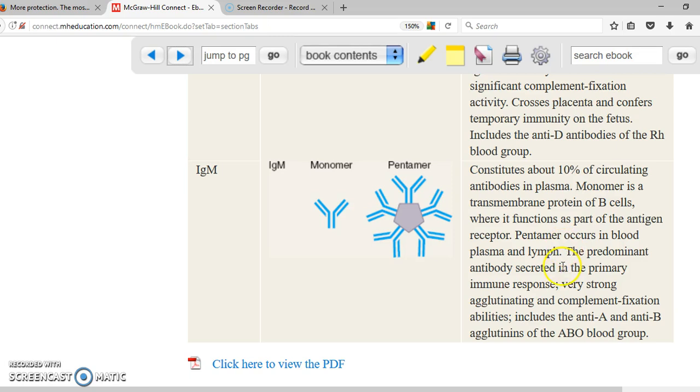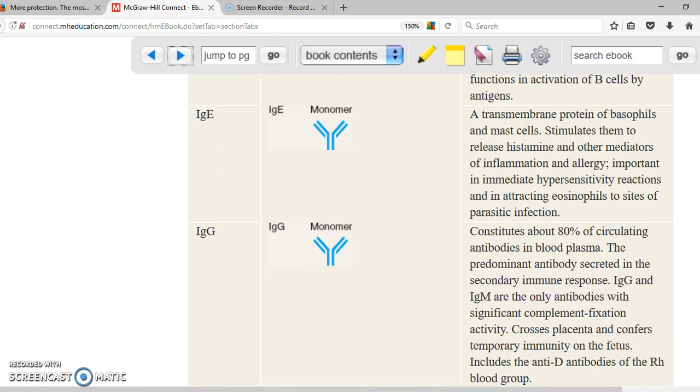As you can see here, the immune response is very strong in agglutination and complement fixation, and obviously that is clearly seen here with the presence of all these areas. Next, we have IgG, also very important, because it is one of the antibodies that is going to be secreted in the secondary immune response. It has three areas that it can use for attachment, so it's also very important in complement fixation. IgG is also able to cross the placenta, therefore able to provide some immunity to the baby.